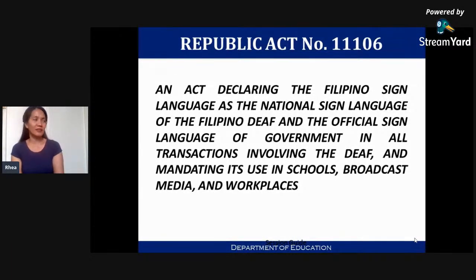As what we have observed in our national TV, the GMA and the ABS-CBN, we have the sign language interpreter, the sign language inset in every newscast activity stations. And that is the realization of the Republic Act number 1106, which involved the deaf in the use of their language in the broadcast media.